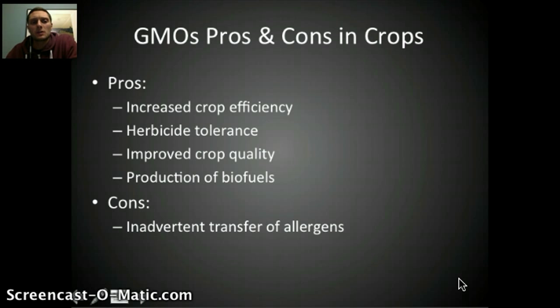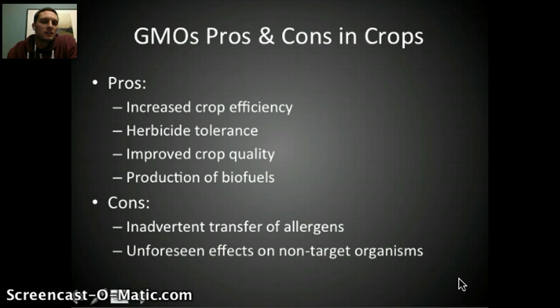There are also some concerns, and one of those, a big one, is the inadvertent transfer of allergens, unforeseen effects on non-target organisms, and the escaping of modified genes. And that's the one that I want to focus on.